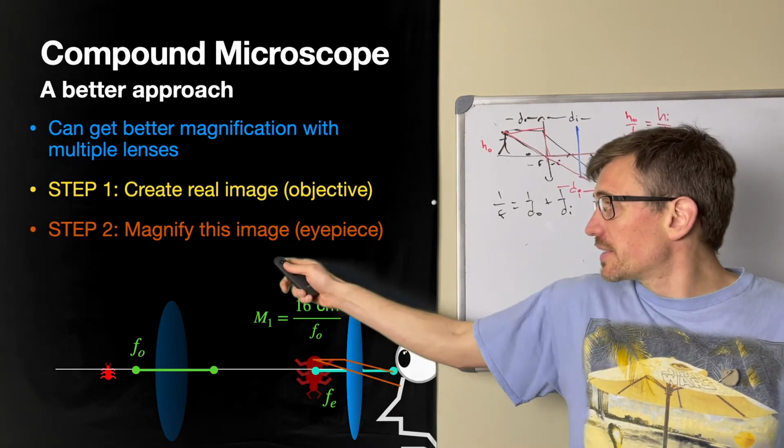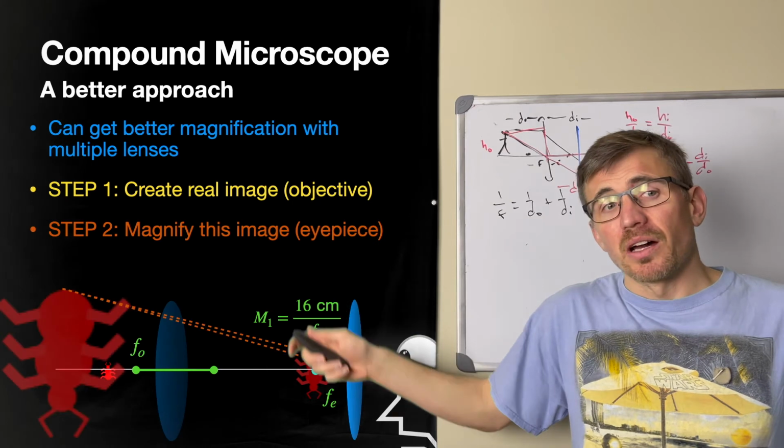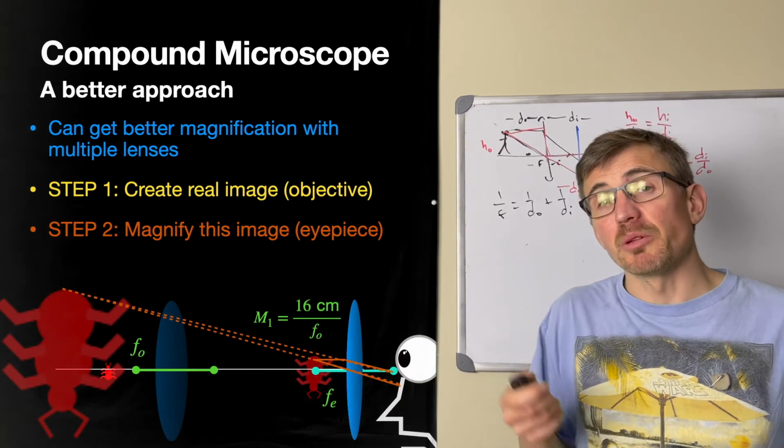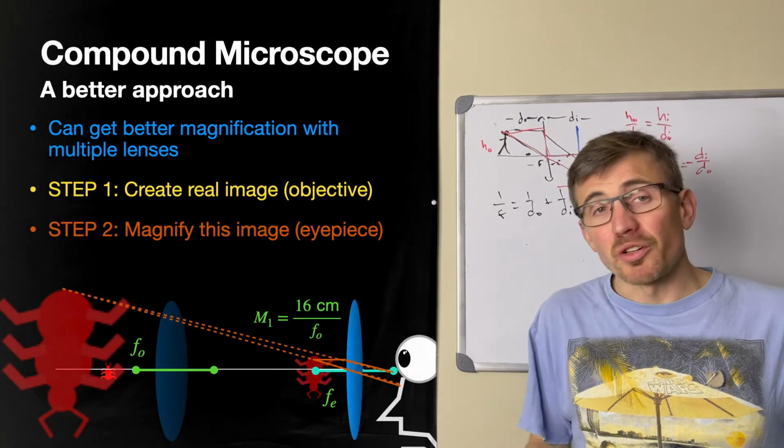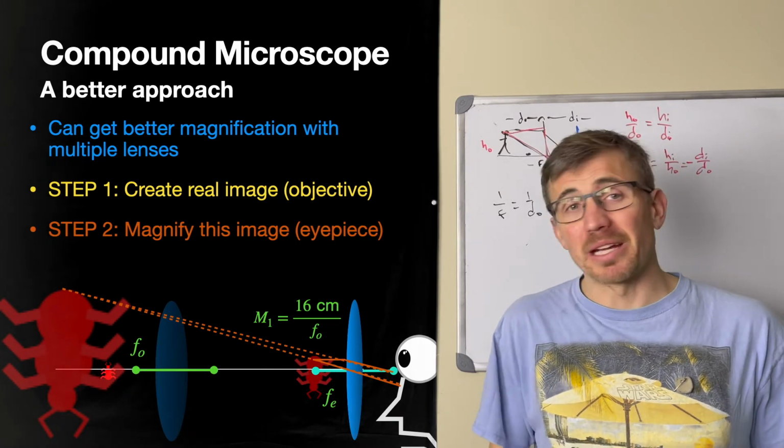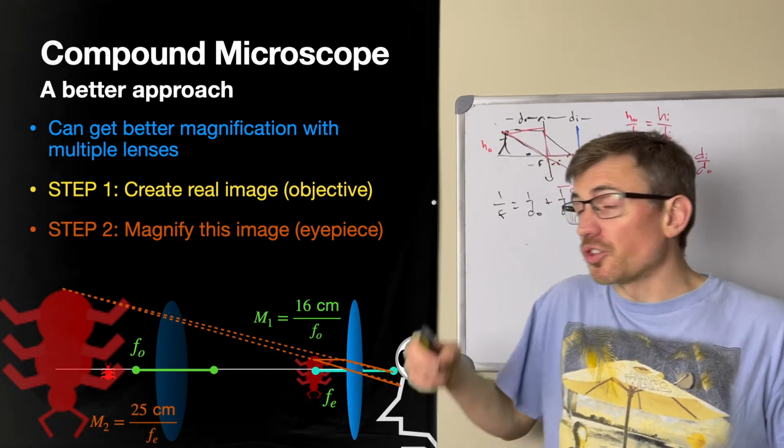So that's going to form a virtual image behind the lens, and it's going to be much bigger, right? And we get an additional magnification. We've already figured out what that magnification needs to be, okay? So we get a total magnification.